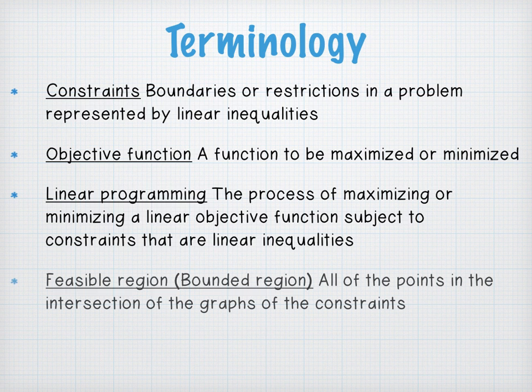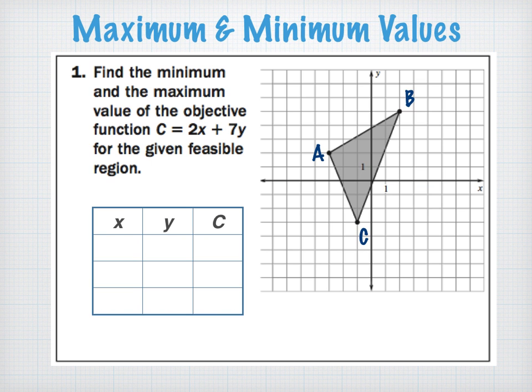And the feasible region, also known as bounded region, are all of the points in the intersection of the graphs of the constraints. So we'll look at our first maximum and minimum value problem.